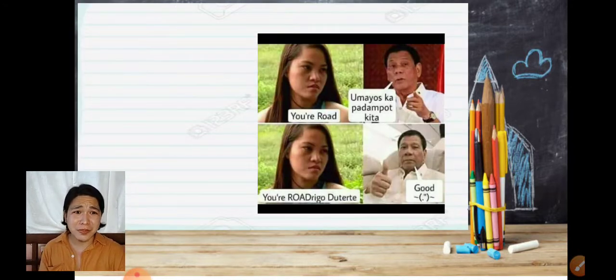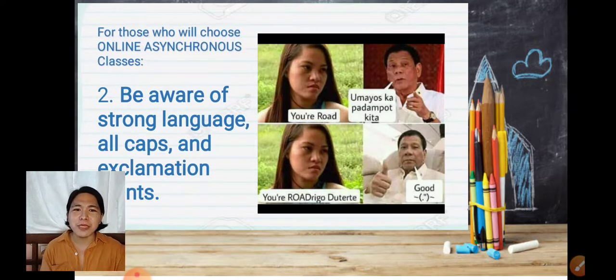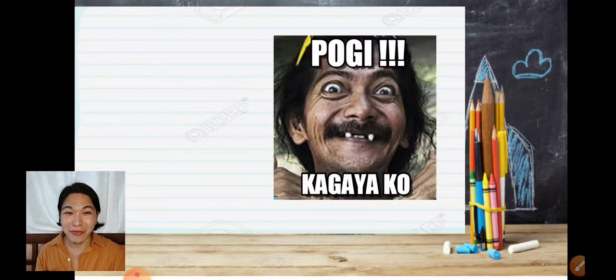And of course, we have this one, a meme about the Duterte road. So what does this meme mean? You need to be aware of your strong language. That is why in our group chat or even in your outputs, you need to avoid all caps because it sounds intense, and avoid putting exclamation points. I know there are some judgments now, but you need to be mindful in using punctuation marks. And we also have this one.